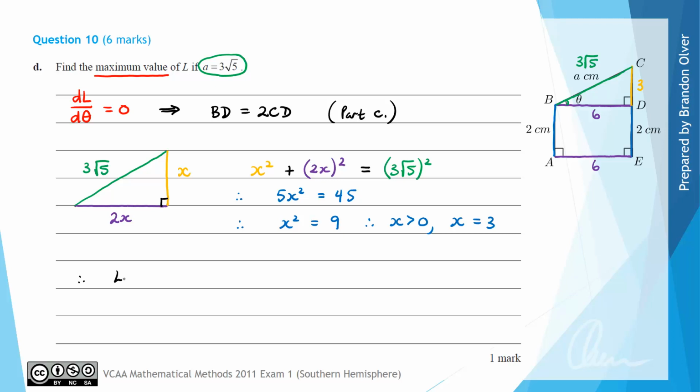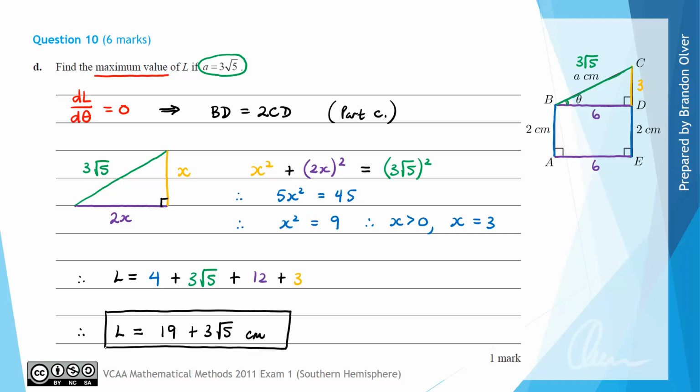So therefore the length that we're asked to calculate is going to equal, the two blue lengths give 4, and then we add on to that the A value of 3 root 5, and then we add on 2 lots of BD, which is 2 lots of 6 is 12, and then we add on CD, which we just found to have a length of 3. So therefore the length of the wire structure when it's maximised is going to be 4 plus 12 is 16, plus 3 is 19, plus 3 root 5, and that is in centimetres as they were given as the units for this question. So that is the answer that we were required to find for part D of this question.